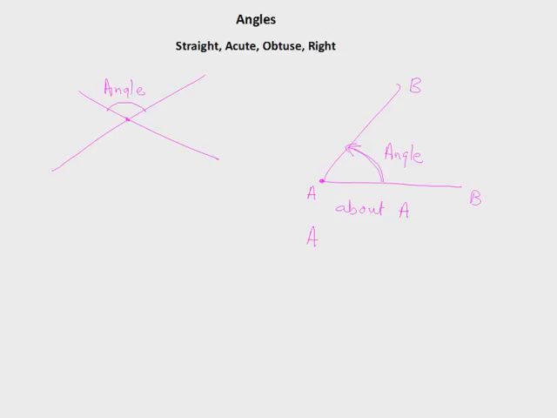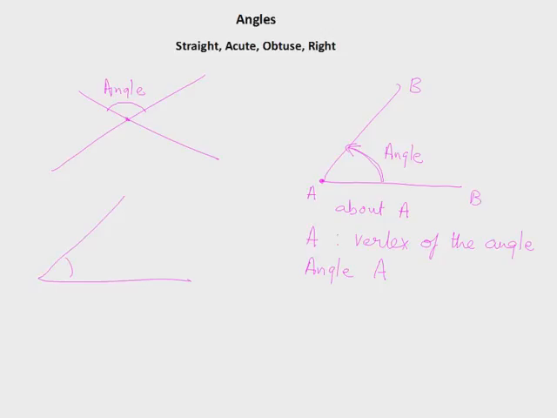The point A is called the vertex of the angle. And often the angle itself is called angle A. The angle is named by its vertex.